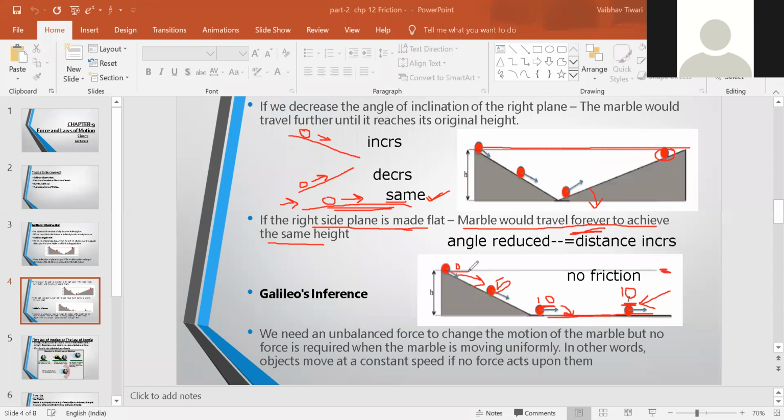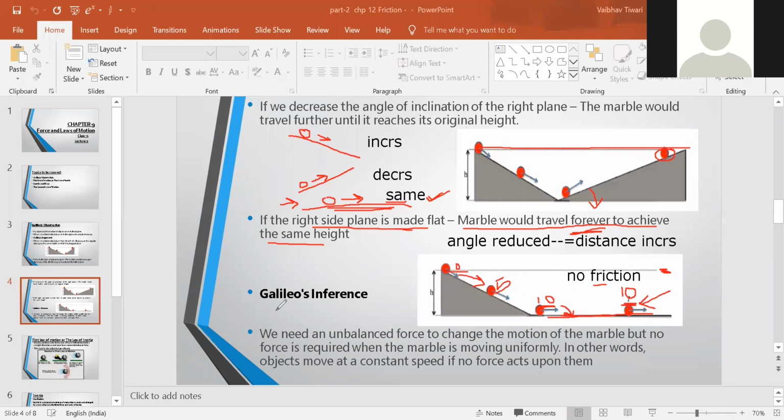And from the previous cases, we had concluded that the speed of the ball becomes 0 only when it reaches the same height, and here it is not reaching the same height. So the ball will keep moving forever, unless there is an external force acting on it, like friction.